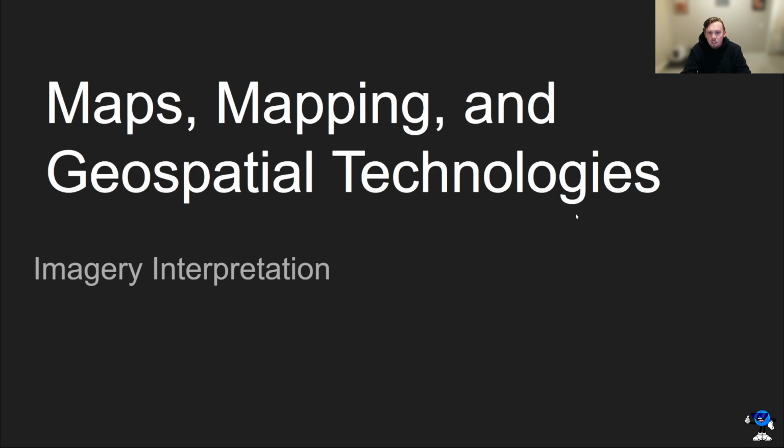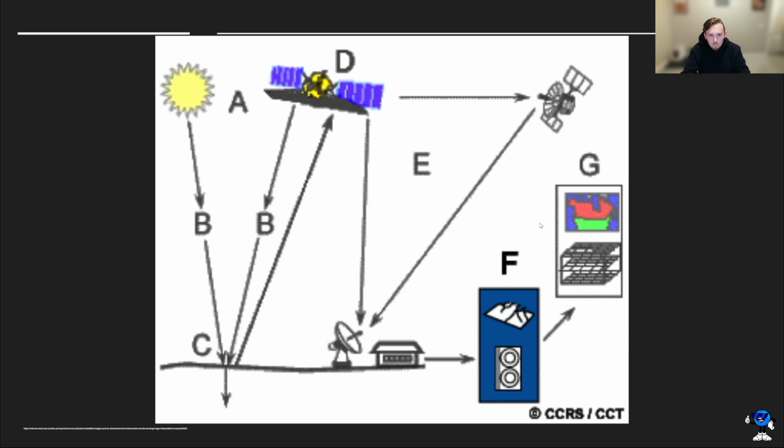So on to the next, which is imagery interpretation. In order to take advantage of and make good use of remote sensing data, we must be able to extract meaningful information from the imagery.